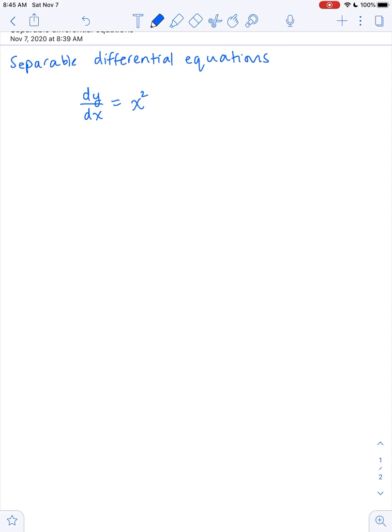And when we say separable, we mean that we're going to separate the y's on one side and the x's on the other. So when you're looking at dy over dx, one way to bring the dx over is to multiply both sides by dx. So times dx on both sides. That's going to leave us with just dy on the left and x squared dx.